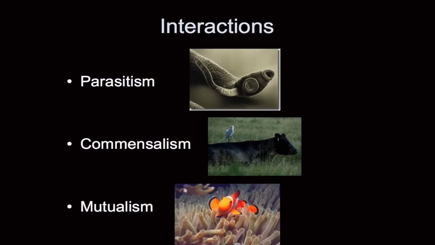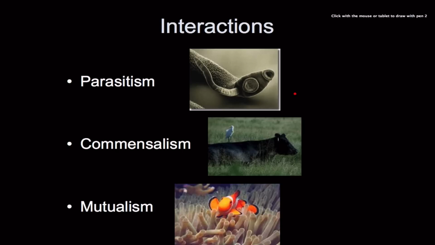And then there's commensalism. Commensalism is a situation where the one animal gets a benefit, but the other animal doesn't really care. It doesn't get a benefit, it's not harmed by the interaction, so it really has no effect on it. And we'll see this with birds that ride cattle.